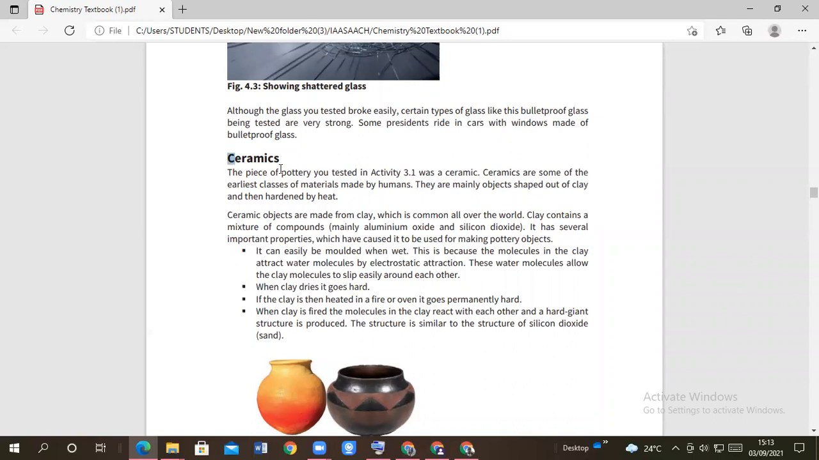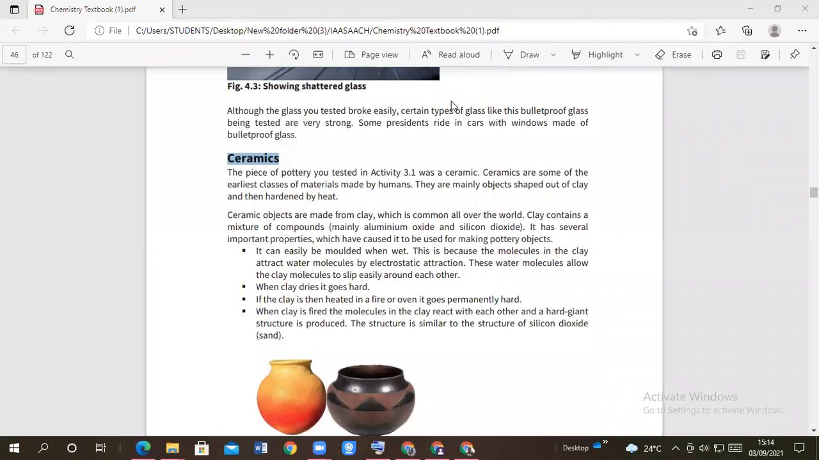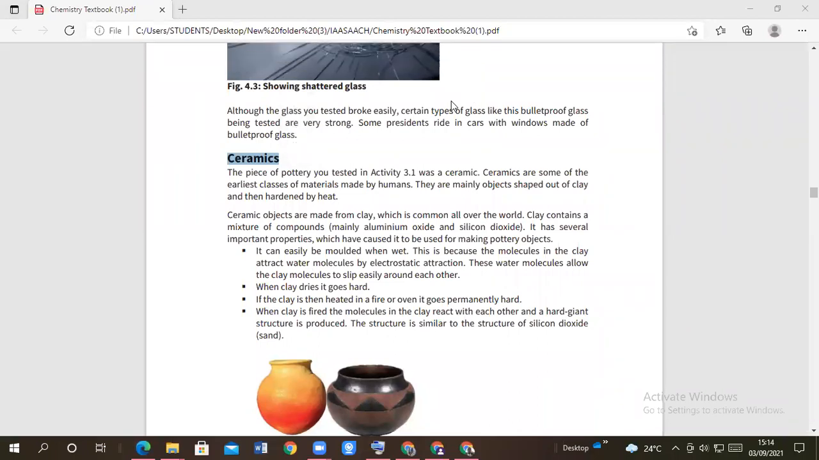Now, those are two examples. The other one is ceramics. With ceramics, we are dealing with pottery. Which material do you use for making pots? Clay soil. Not loam soil.